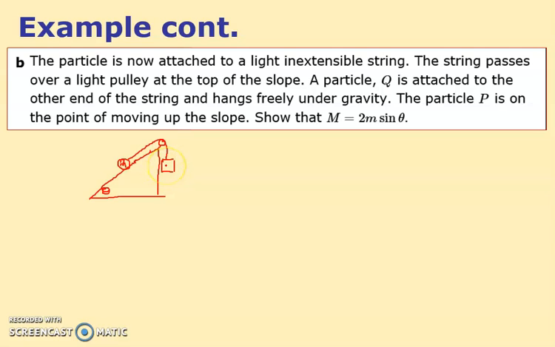This is meant to be a capital M. I don't think it's quite labelled properly. A particle Q is then attached to the other end of the string and hangs freely under gravity. The particle P is on the point of moving up the slope. Show that this mass M equals 2m sine theta.